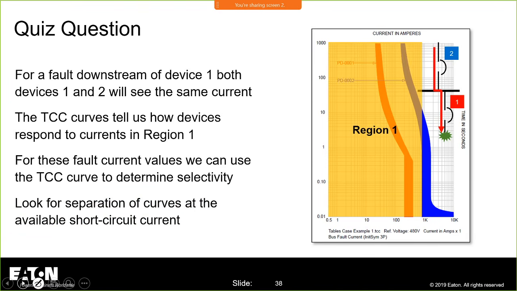So I separate this curve into region 1 and region 2. In region 1, I can effectively say these selectively coordinate when I have currents that are less than the instantaneous pickup of the upstream overcurrent device based upon the TCC curve. I know that for a fact because I can use the time current characteristic curve for both the downstream and upstream devices when the fault currents are in this region, and I can use the curve to tell me the performance of those devices at that current.